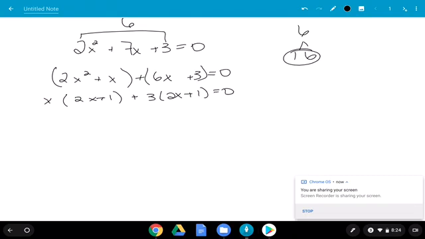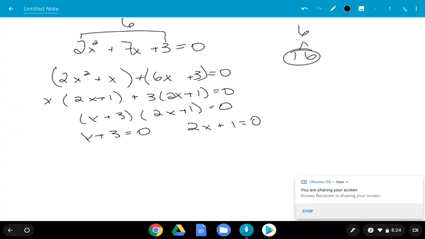Then you will take together the first and the second front numbers and put them together as x plus 3 multiplied by 2x plus 1 and set that equal to 0. You will then solve for x. Your x is going to equal -3 and -1/2.